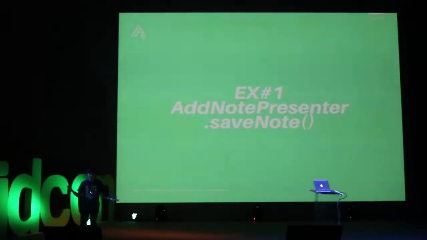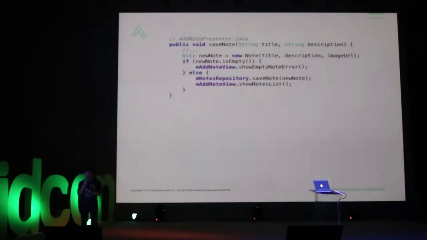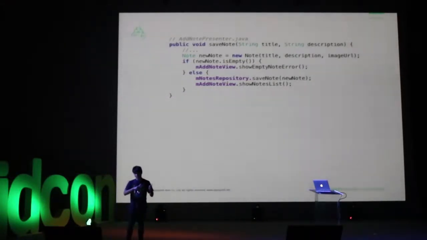And for the first one, I'm going to test a method save node. Actually, in the Android codelab, I'm going to be converting the JUnit test to a Spek test, all right? So let's have a look at our save node method first. It takes the title and a description, and then it creates a node for you and checks if it's empty. If it is, then show the error. Otherwise, it would just save the node and show the node list.